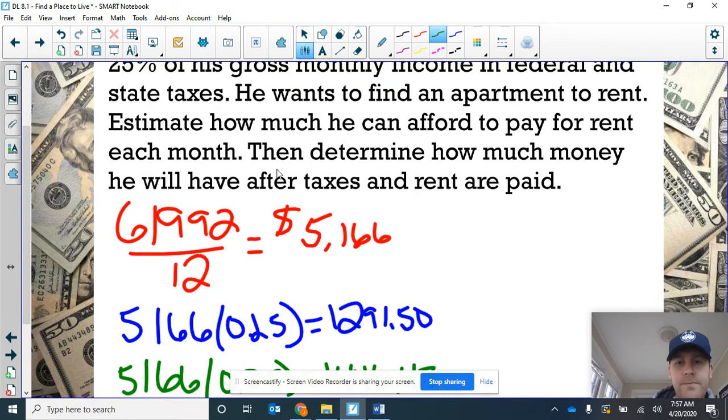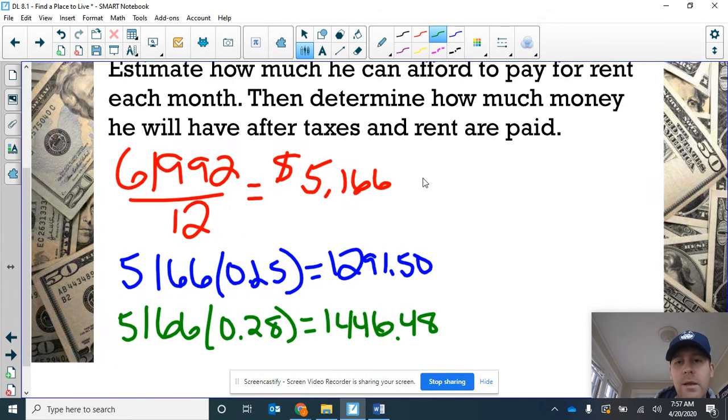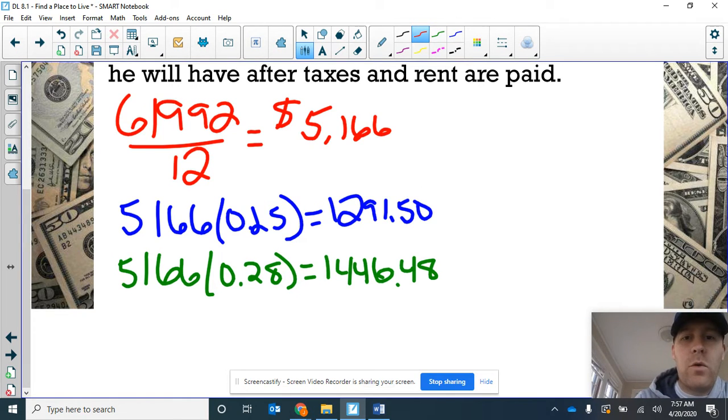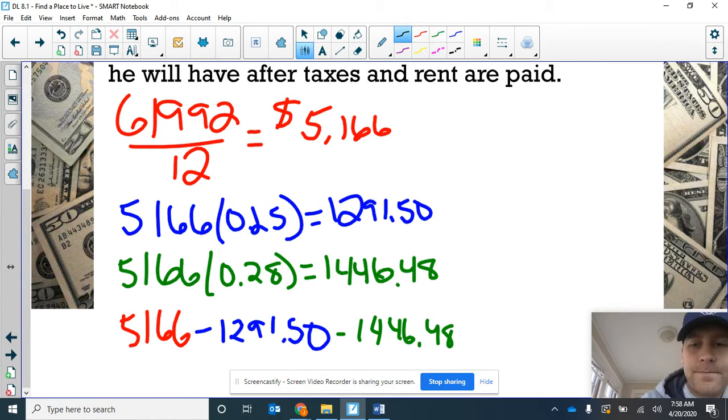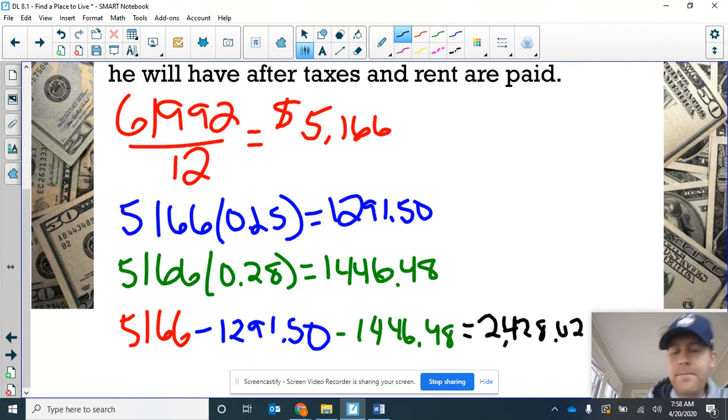Okay, so now the question asked: determine how much money he will have after taxes and rent are paid. Well, we're going to take the monthly income. Let's take that 5166, and we're going to subtract from it the numbers he has to pay in taxes and in rent. So we're going to subtract away his tax amount and subtract away what he can afford in rent. Okay, and after we subtract those two numbers, we get $2,428.02.